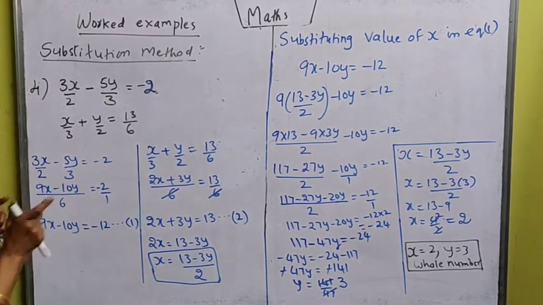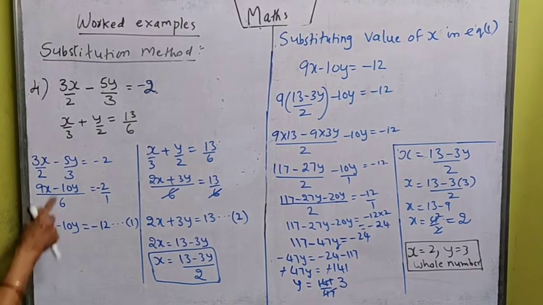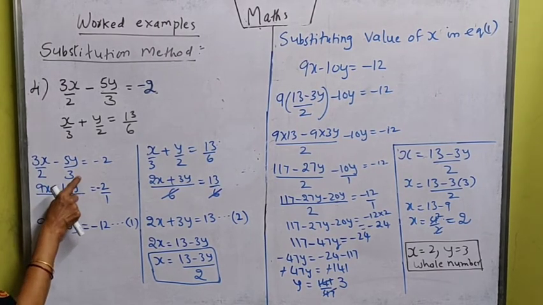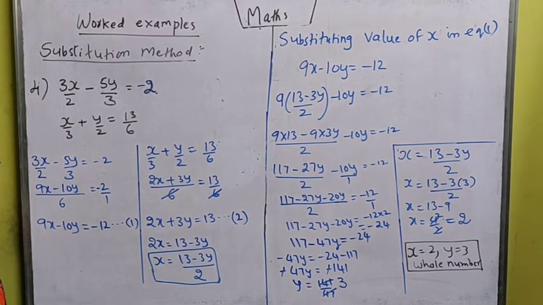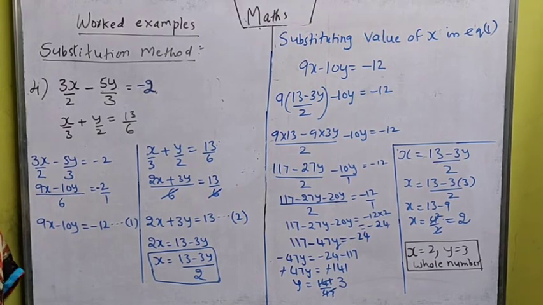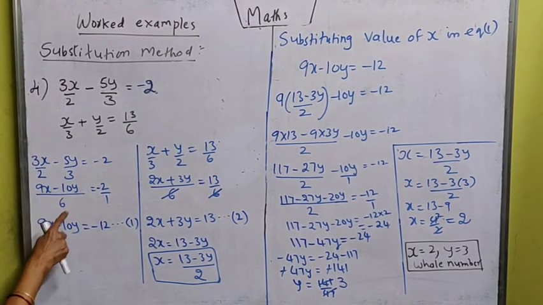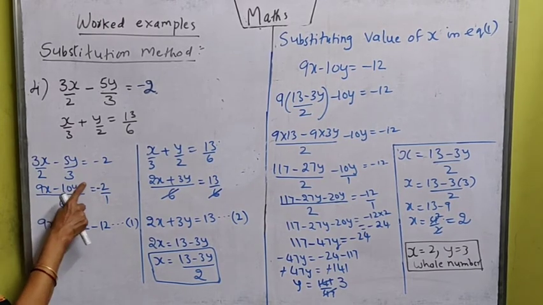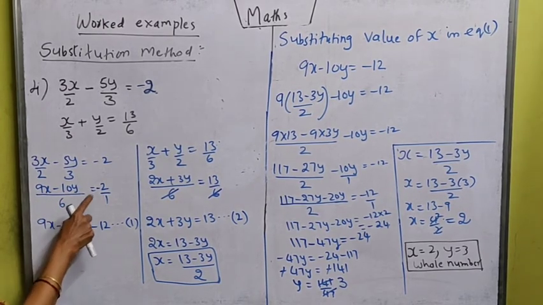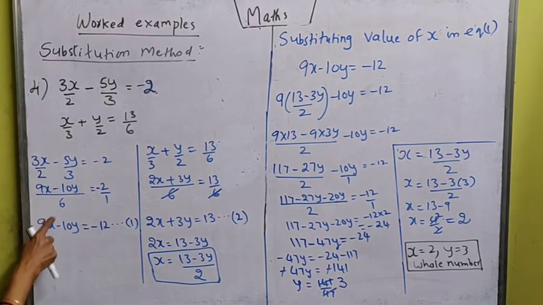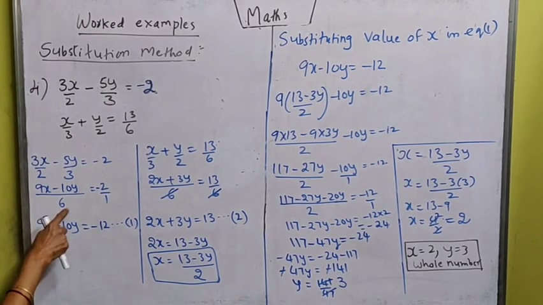So the first equation we will convert into that form. Here you can see 2 and 3 are there. Both are prime numbers. If prime numbers are there, I told you how to take the LCM. You have to directly multiply. 2 3s are 6. So 9x minus 10y divided by 6 is equal to minus 2. So what you did is 3x by 2 into 6.